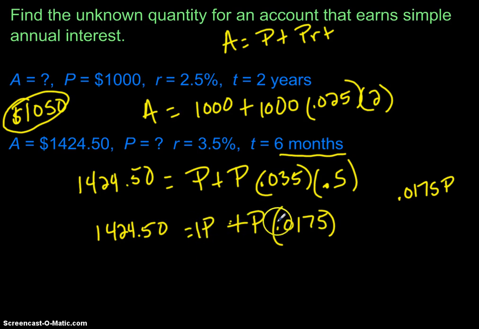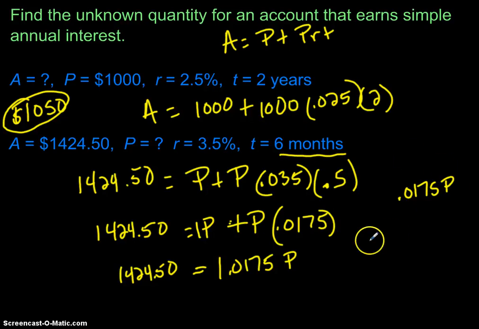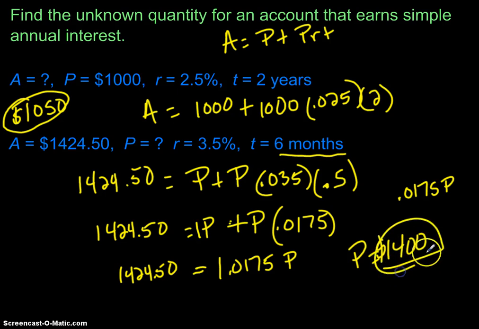If you don't see a coefficient of a variable, it's always 1. Well, how can we figure this out? How can we add these two? Because these are like terms. This is P and this is P. So they're like terms. So to add them, I add the coefficients. So it's just 1.0175P equals 1424.50. So if I divide 1424.50 by 1.0175, I get 1400. P is equal to 1400. Okay? Just use a little bit of my algebraic knowledge to solve for P.